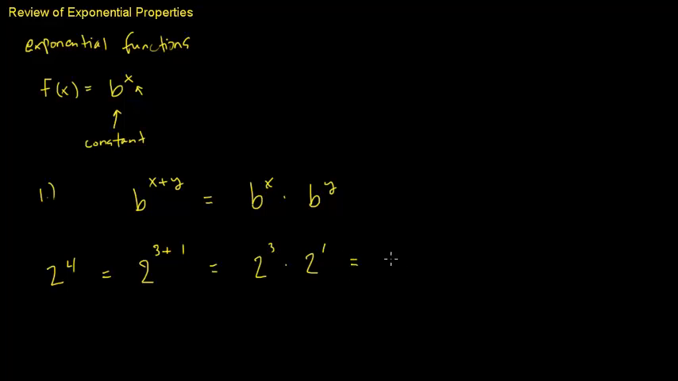Well, 2 to the 3 is 2 multiplied by itself 3 times. 2 to the 1 is 2 multiplied by itself once, and so yes, in fact, you do get 2 to the 4th. And in here, again, to emphasize, what's going on is we're changing what these exponents can be rather than changing what the base is.